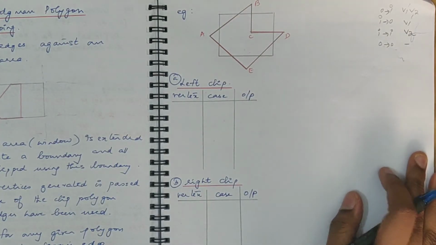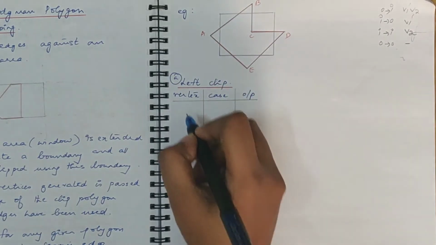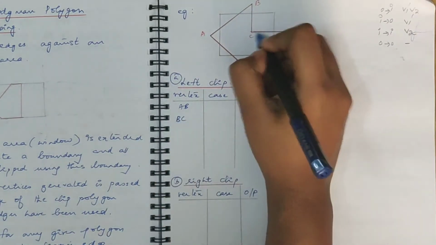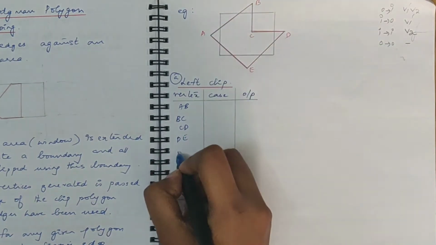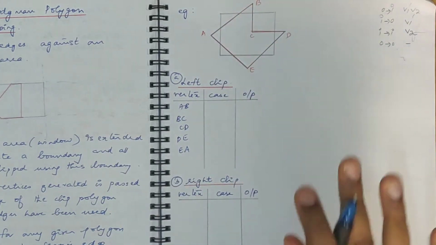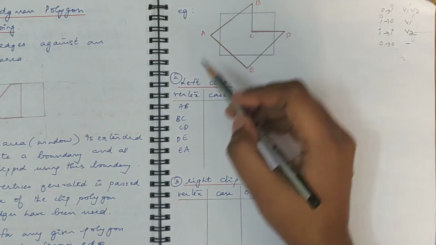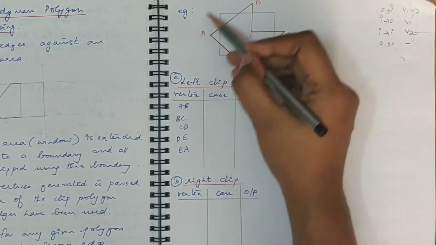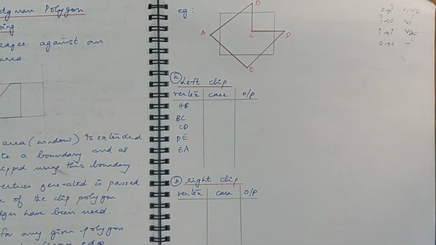So let me start with the left clipping. Here in left clipping, let me write down the vertices first. You have the edges AB, then BC, then CD, DE, and EA. Follow any order when you take the edges. This order is nothing but clockwise order, right? So follow the same order when you write down the edges.